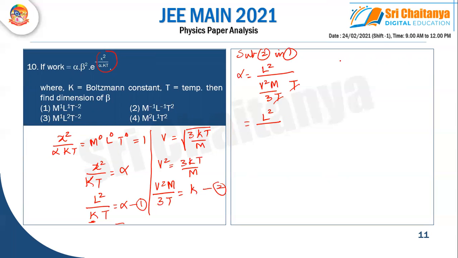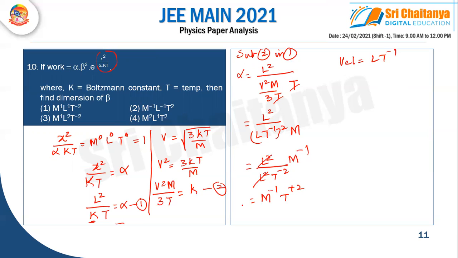So this velocity is LT minus 1. So I take LT minus 1 squared and M. Of course, this numerical 3 is not considered in dimensional analysis, and that's why I have avoided writing 3. So I'll be left with L square and L square T minus 2, and this is M inverse, and L square gets off. So I get M inverse, and this is T raised to the power of plus 2.